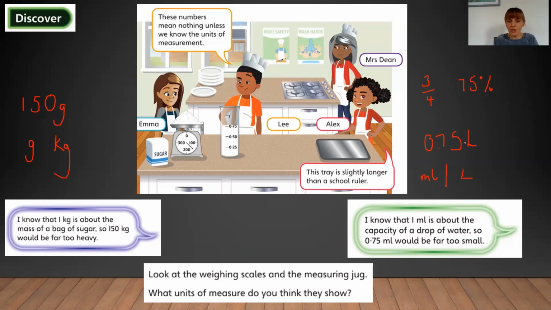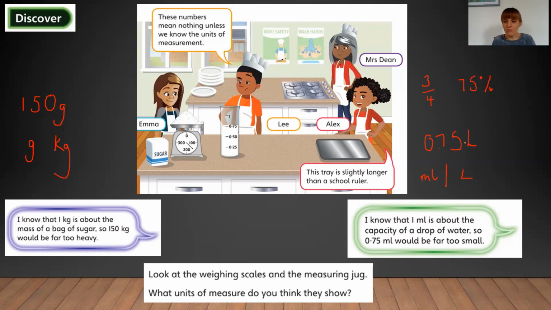Now, I find that when I'm using measurements, I have certain things in my head that I use as a comparison. So I often think of a bag of sugar for 1 kilogram. I often think of a can of drink as about 330 millilitres, something like that. So about 3 of those gives me a litre. So they're good things to have a judgment of.